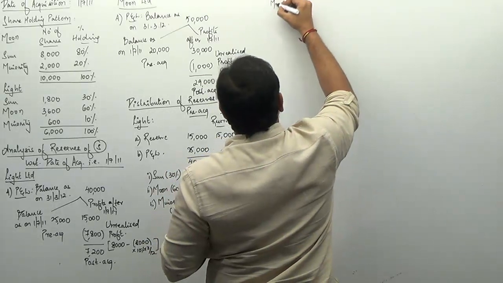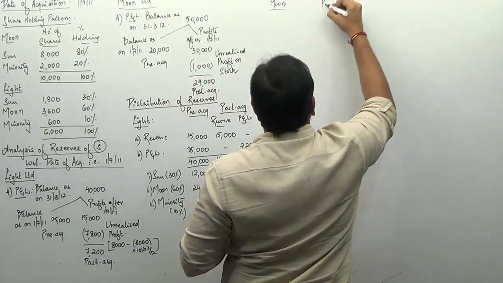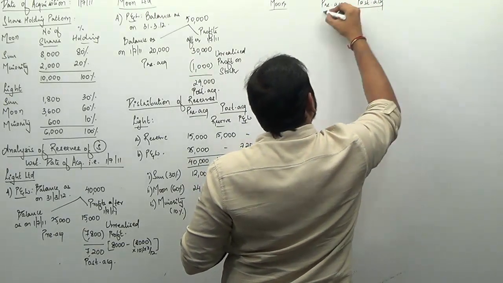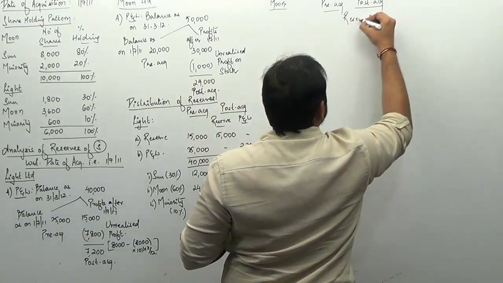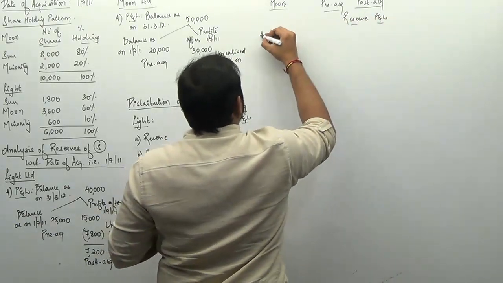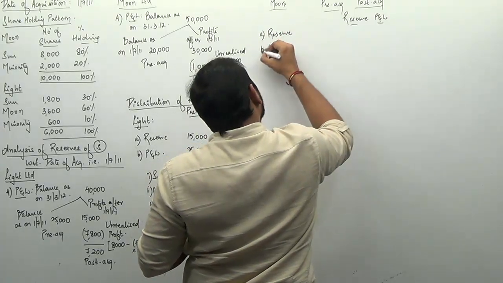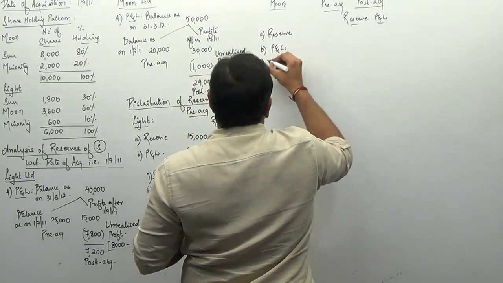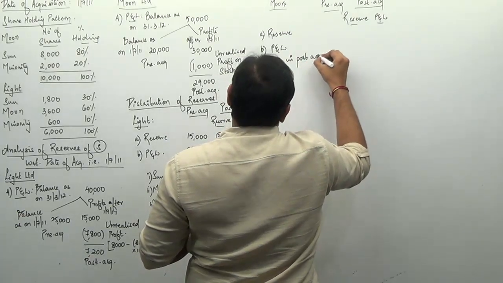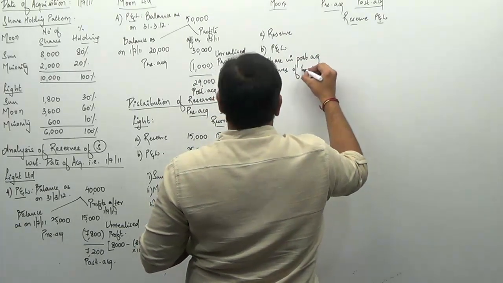Go for the distribution of Moon. Maintain two columns again, pre-acquisition and post-acquisition. Under post-acquisition, again two columns. One is a reserve column and the other one is P&L. Start with Moon Limited reserve. Then go for Moon Limited P&L, which we already analyzed. Also add a share in post-acquisition reserves of Light.